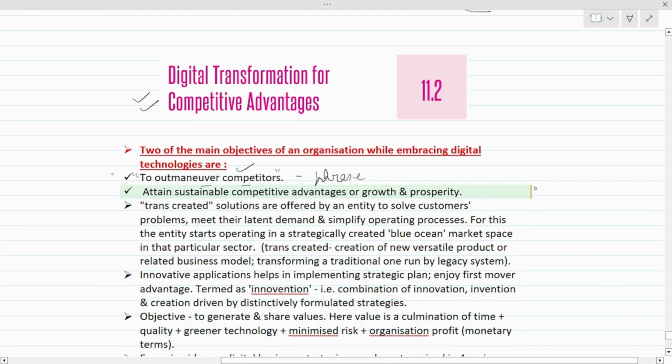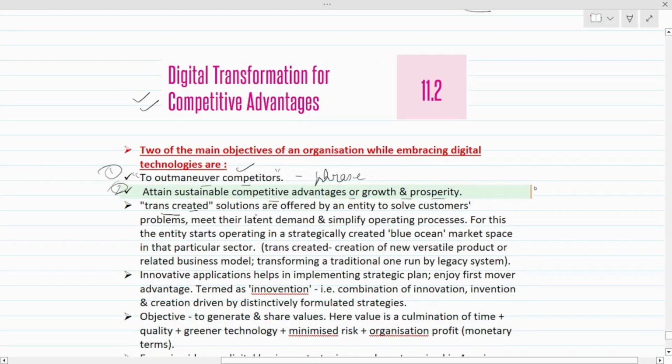The second main objective is basically to attain sustainable competitive advantage or growth and prosperity. So two things: you need to outmaneuver your competitors. That's the first objective of an organization while embracing digital technology. And the second one is to attain sustainable competitive advantage or growth and prosperity. Right. Now there's something called trans-created. This is something which we have discussed earlier also.